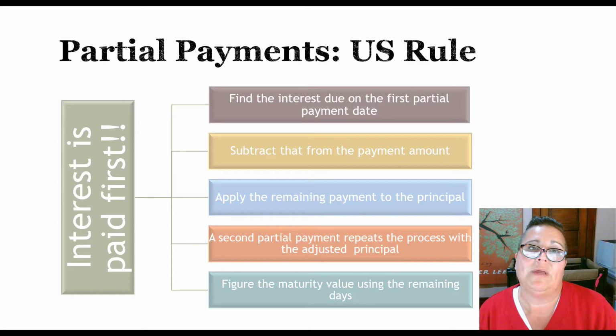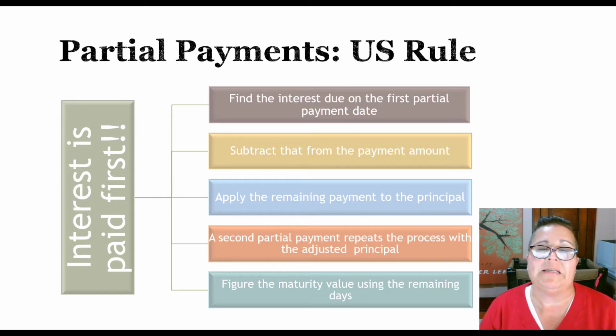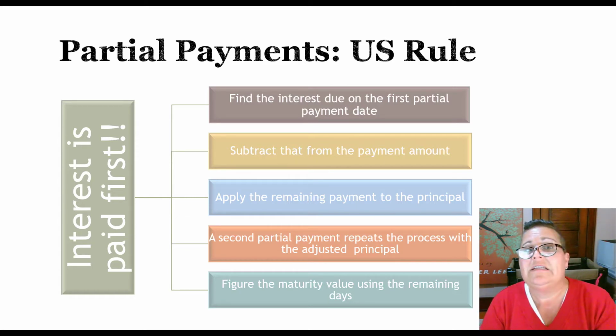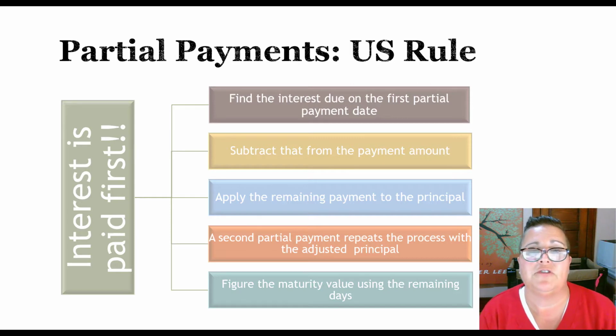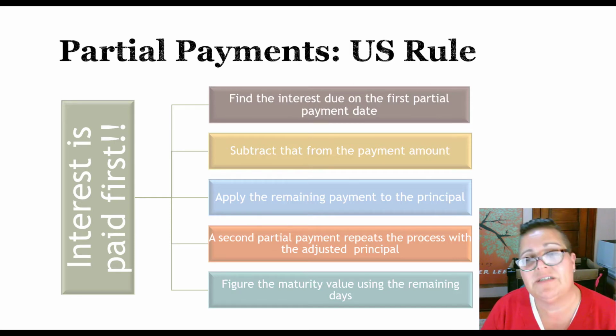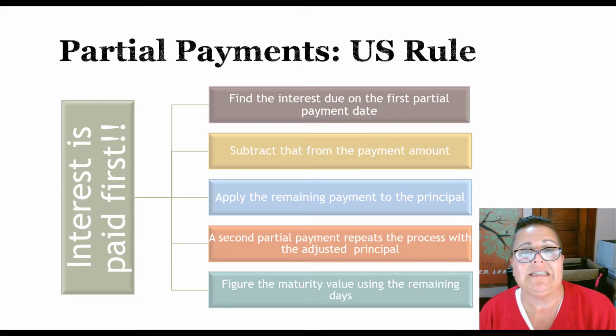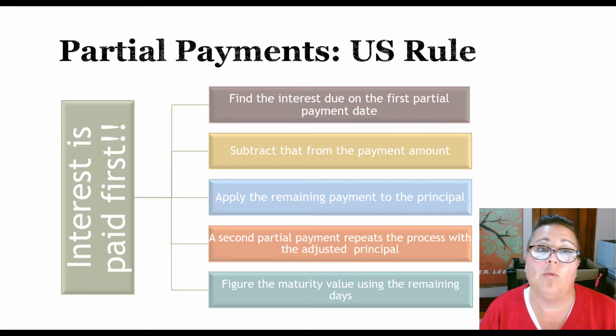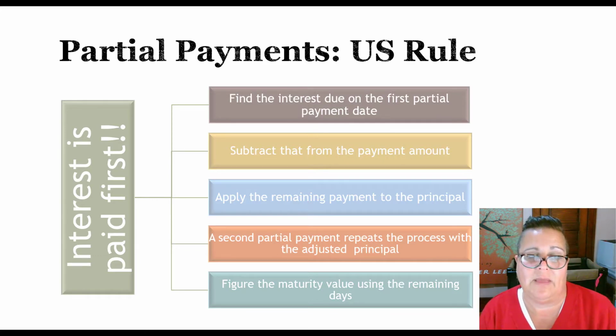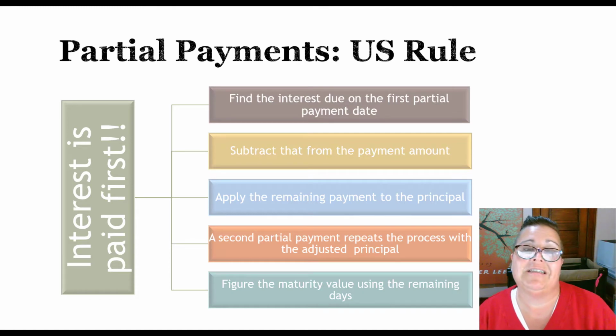So when we go through this process, there are 5 basic steps. We are going to find the interest due on the first partial payment. We're going to subtract that from the payment amount. This is known as the amount that's credited to the account. We'll apply that payment to the principal to reduce the amount that they owe. If there is a second partial payment, we'll do the whole thing again, right?